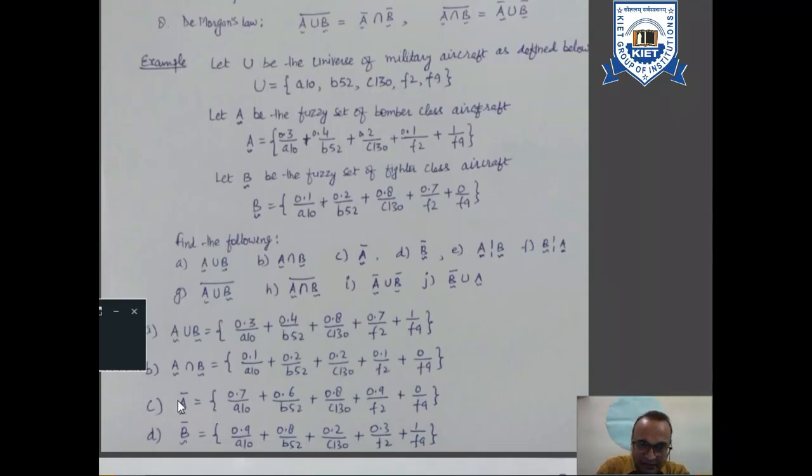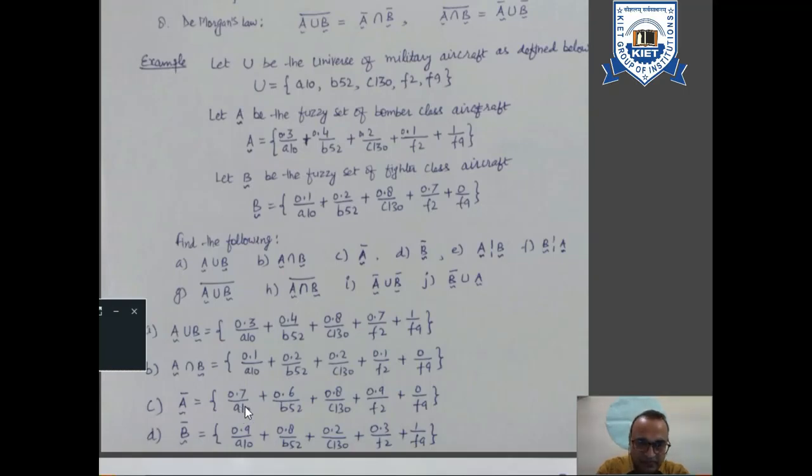See here what is happening. A is a fuzzy set which is having 5 elements: A10, B52, C130, F2 and F9. So they all will be available in the complement fuzzy set also, right? But here the membership value will be different. The membership value will be 1 minus the membership value which was there in the given fuzzy set.